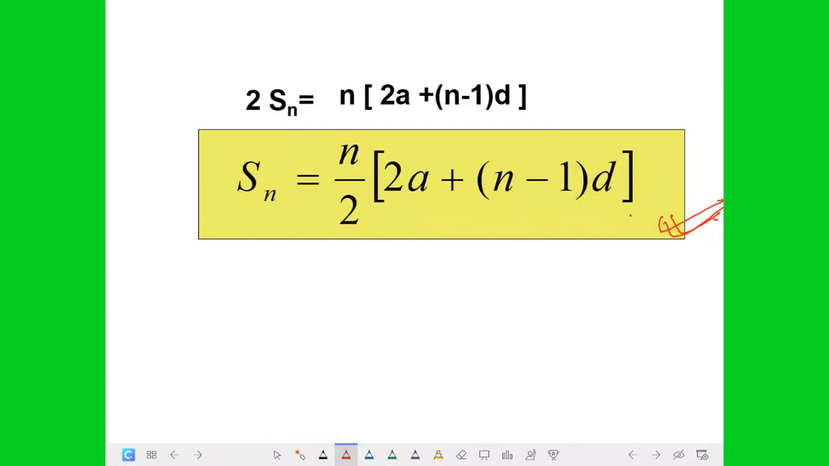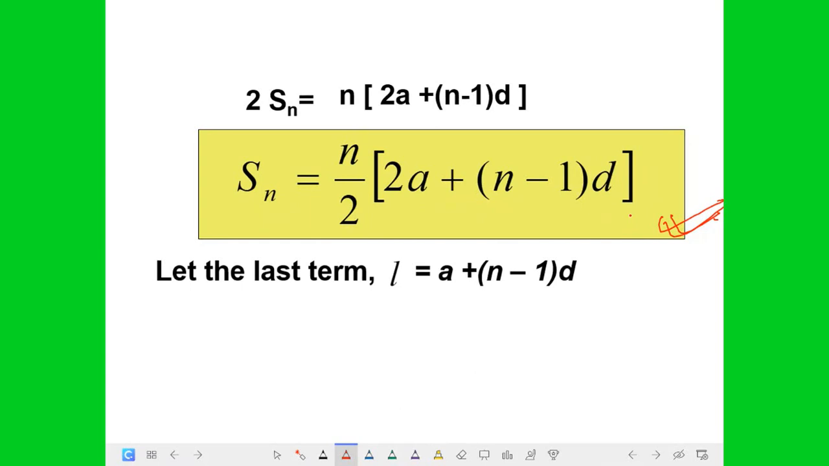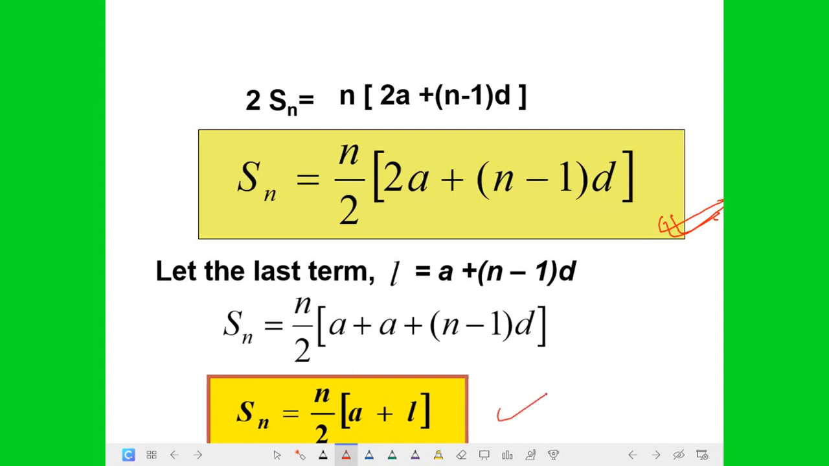Earlier was Tn, now Sn. Then for the last term, you can substitute the last term. This is the formula with the last term. You don't have to remember it. Just remember Tn equals a plus n minus 1 d, and this with the term is enough. Or just remember the first term plus the last term, right? It's the same. Okay.